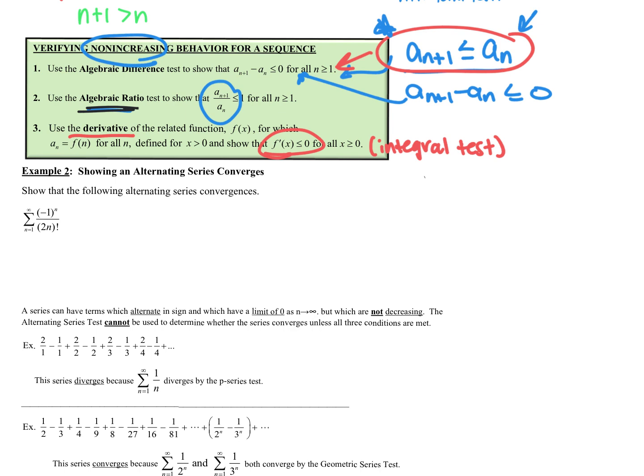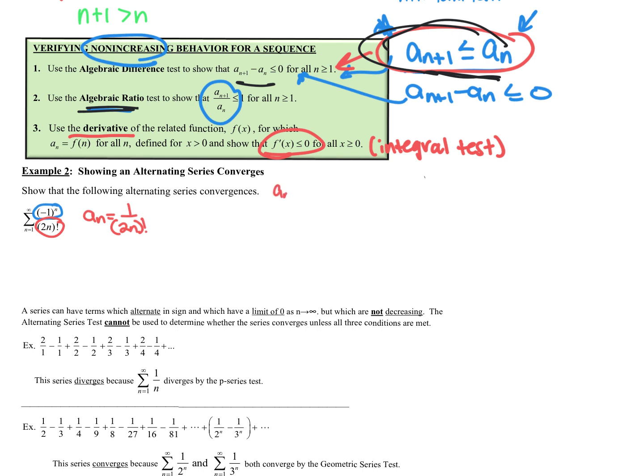It's all personal preference. I tend to stick to this one up here, but it just depends on the problem. So let's take a look at this example. We can see this is an alternating series here because of this part. So this part is going to be the a sub n. So a sub n is going to be 1 over 2n factorial.